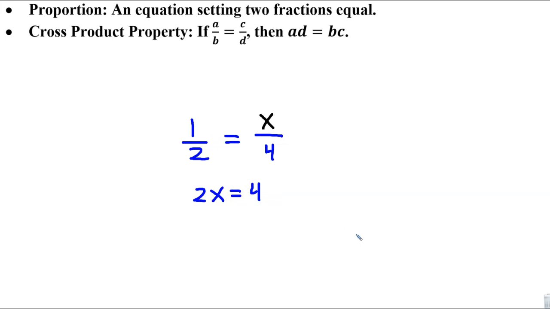And by using that property, we're able to get rid of the fractions and come up with a simpler equation that we can just divide and solve for x. That's how we get that x equals 2.